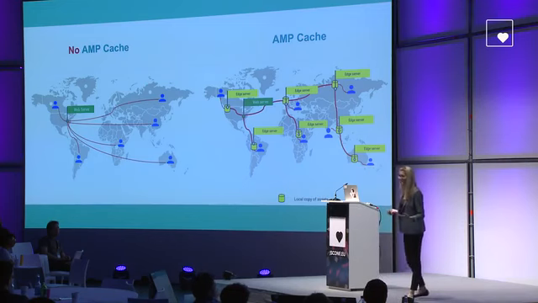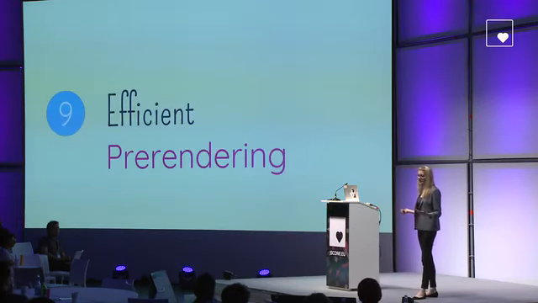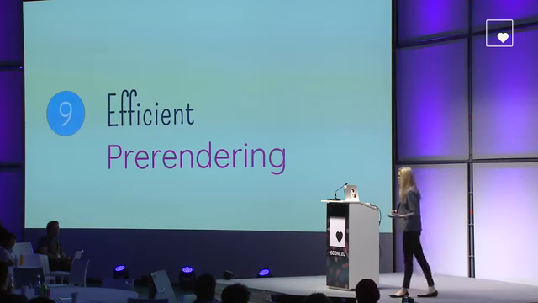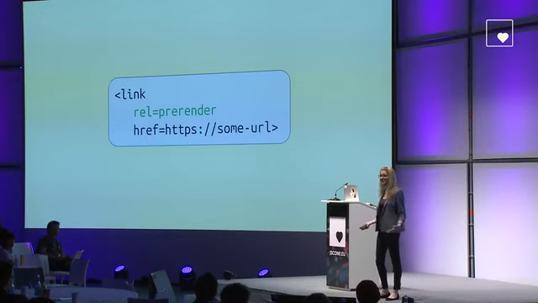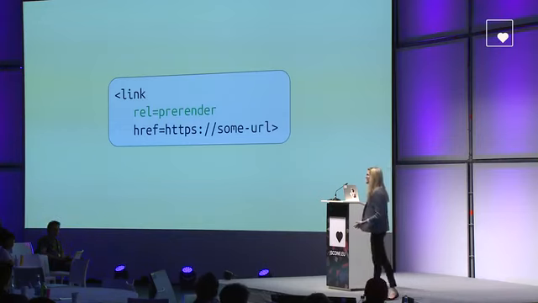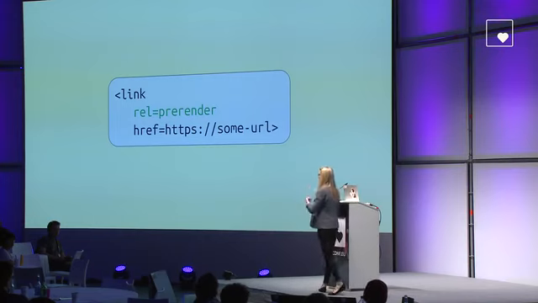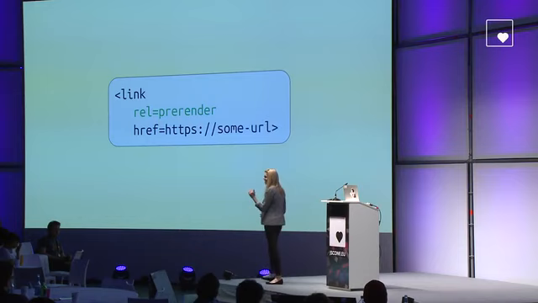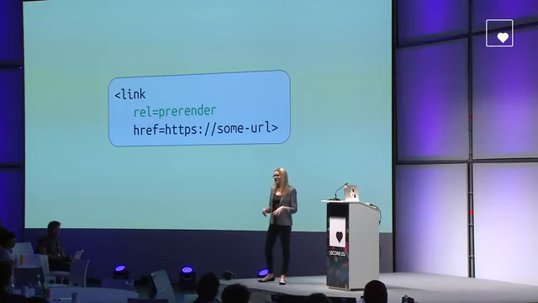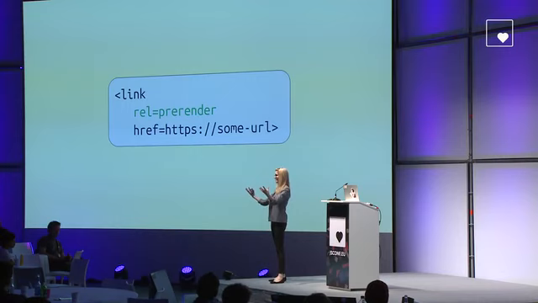And some of the optimizations that we do on the cache is, the first is efficient pre-rendering. So browsers used to have this thing called rel equals pre-render, where you could have a link on your page, and you could tell the browser, hey, download, pre-render this link. So the browser would download all the contents of the page, and then when the user would click on the link, the page would load instantaneously.